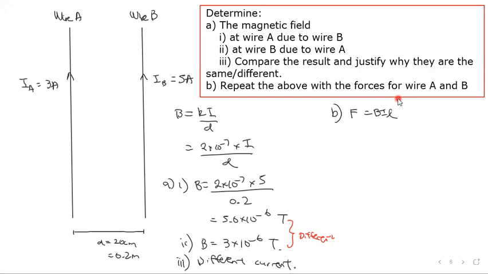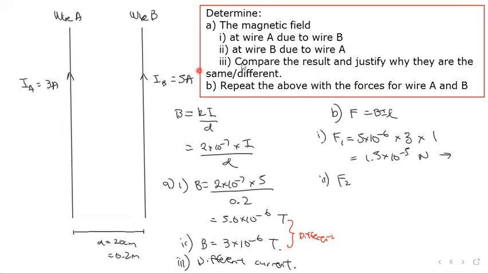So if you're doing part one, the force on YA due to the magnetic field created by YB, then the force on YA is going to be the magnetic field experienced by YA, which is 5 times 10 to the negative 6, times the current of YA, which is 3, times the length. We'll just call these 1 meter each, we'll just take a 1 meter section. And that's going to be 1.5 times 10 to the negative 5 newtons to the right.